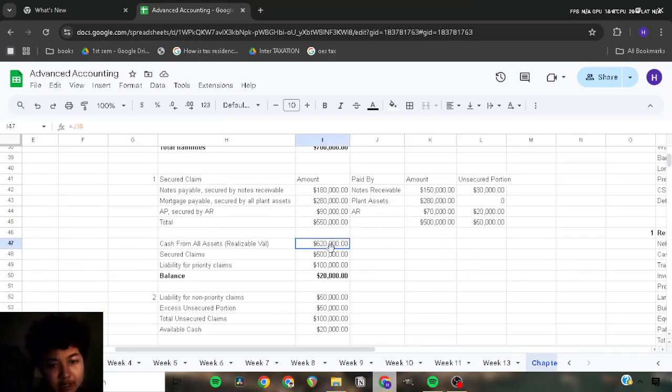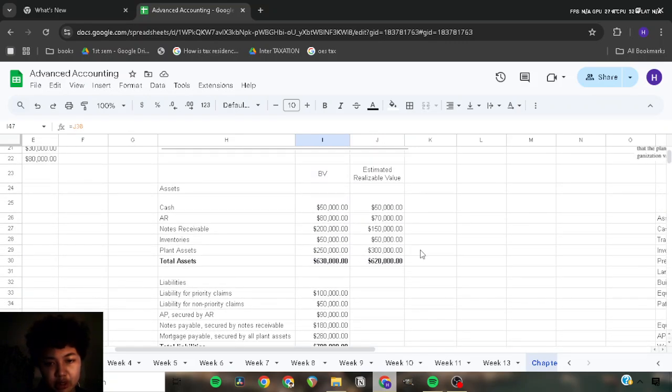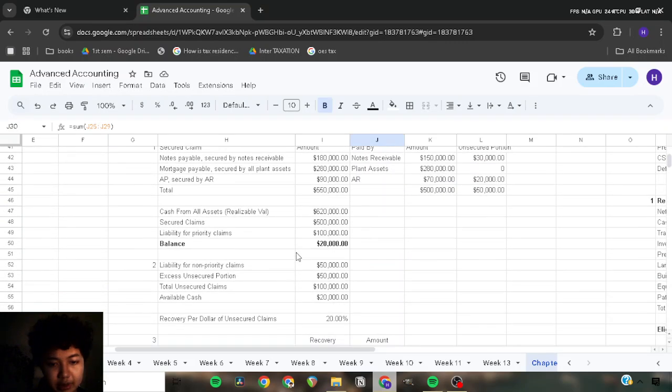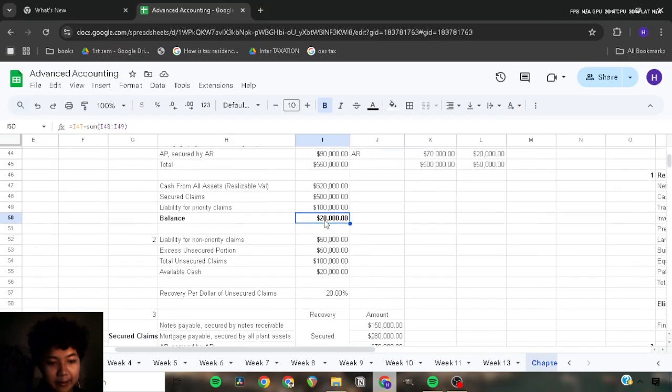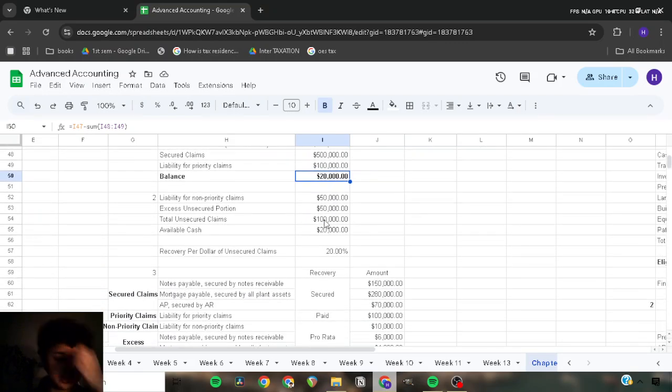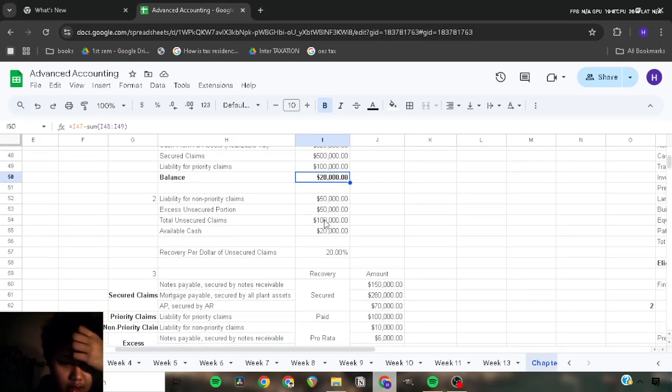And yeah, the initial balance we have is 620. That's the total assets here that we will be using to pay, and the amount that we secure is 500. Then with the addition of liability for priority claims, which is in the account as well, we would have the rest of the balance of 20K. So yeah, that's that.